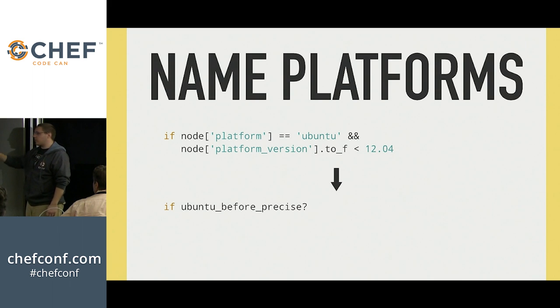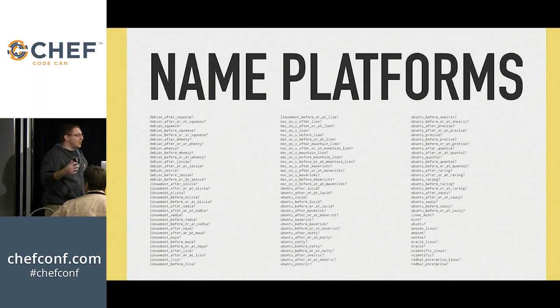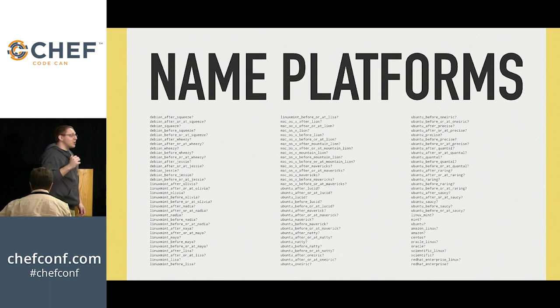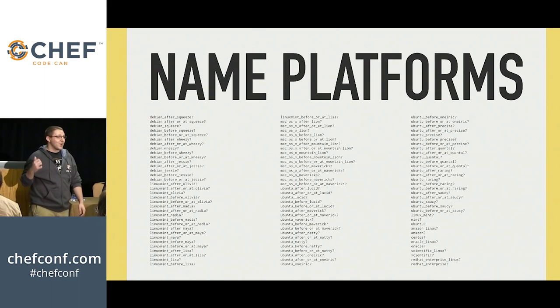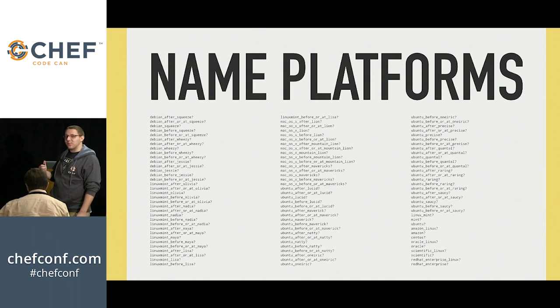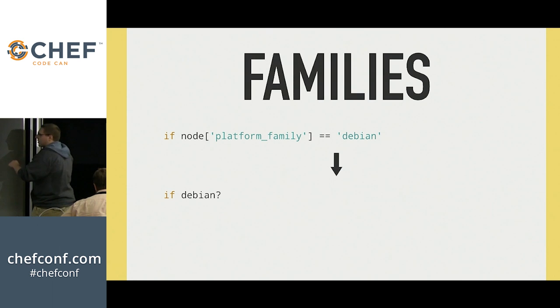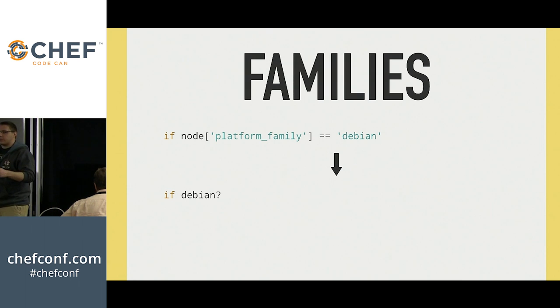So this is what I was talking about before with Ubuntu before precise. There's a whole lot of them. And if you are at all interested, you should go look at the code that generates this because I don't write all of these methods. They're dynamically generated at runtime. It's pretty freaking sweet. And platform families are the same thing. So Debian is kind of the overarching platform that encompasses a bunch of different things.